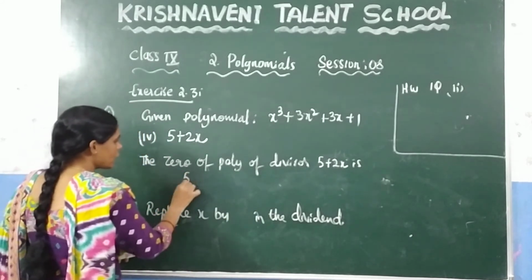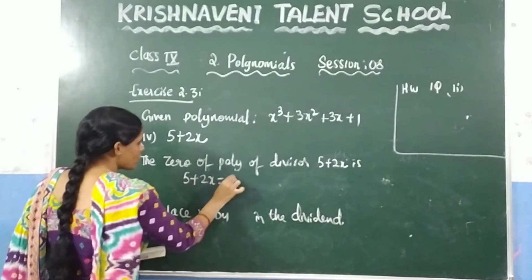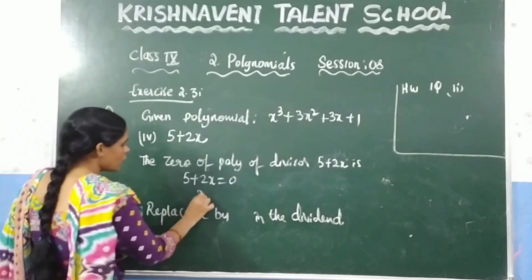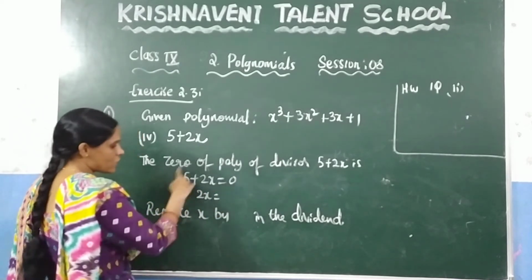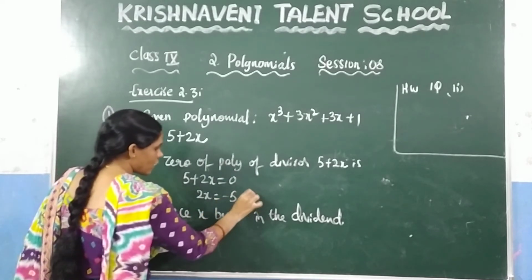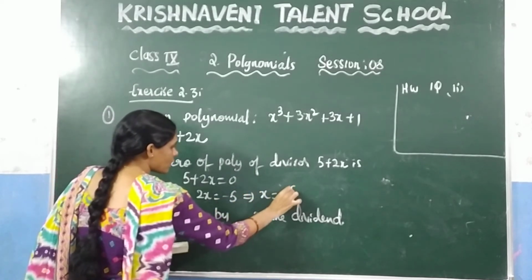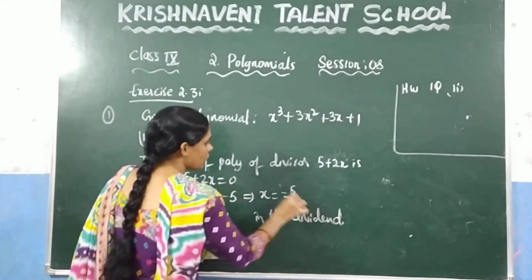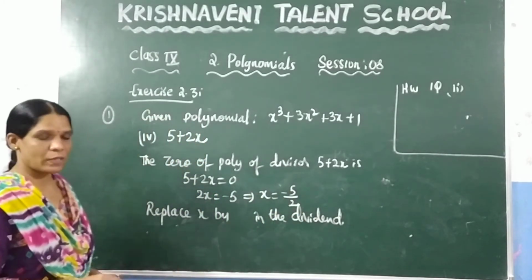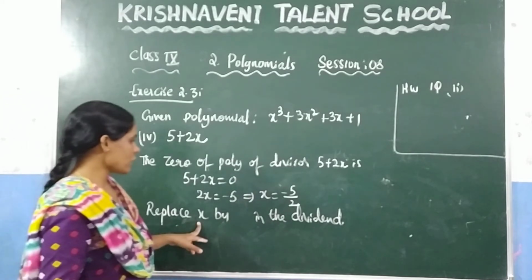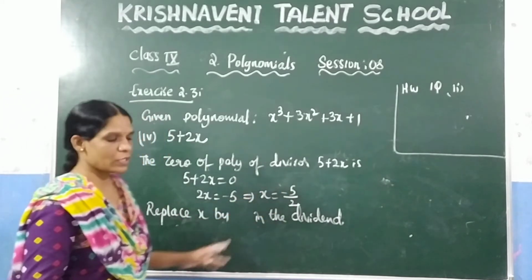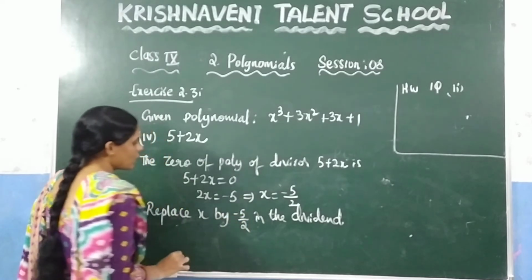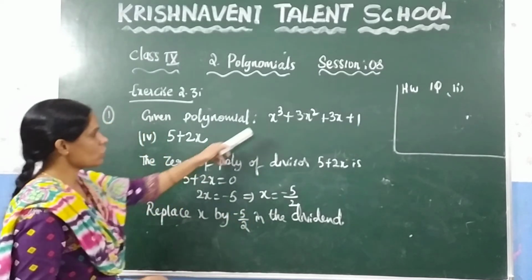So what is it here? 5 plus 2x is equal to 0. In this case, you need to find the value of x. So here 2x is equal to, if you take plus 5 to that side, it will become minus 5. Now what is the value of x? Since we are multiplying, if you take it to that side, it will become division, you will get minus 5 by 2. Now in place of x, what we need to give? Minus 5 by 2. So write it here. Replace x by minus 5 by 2.